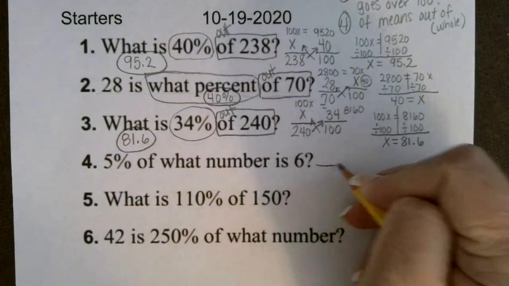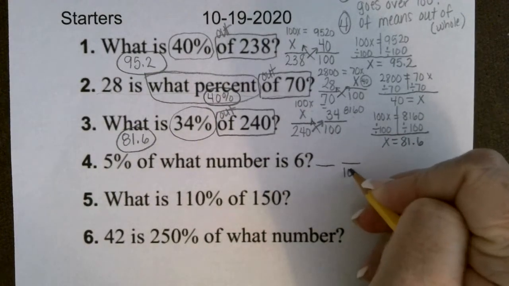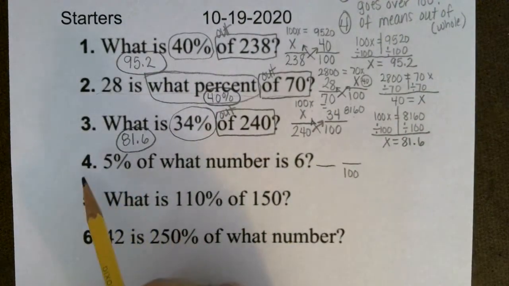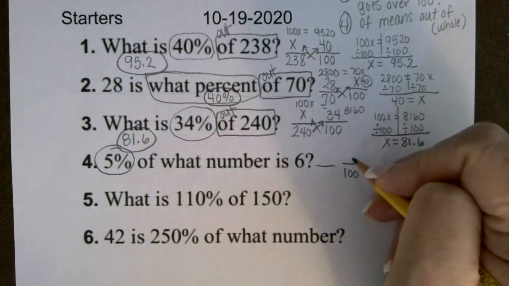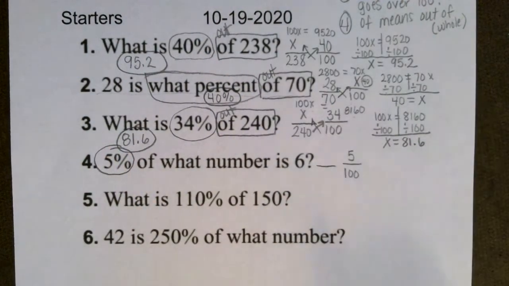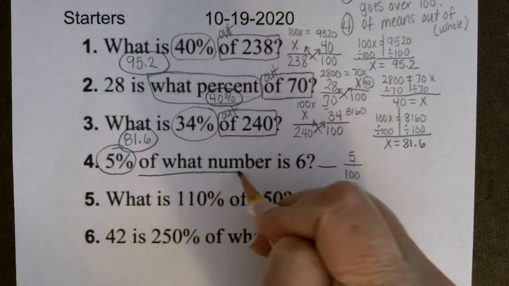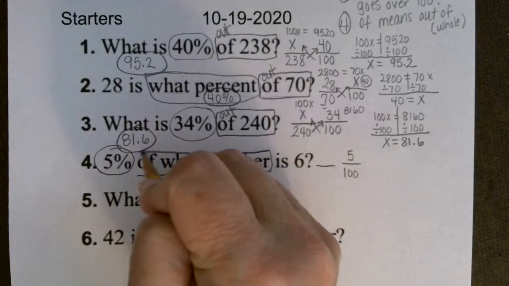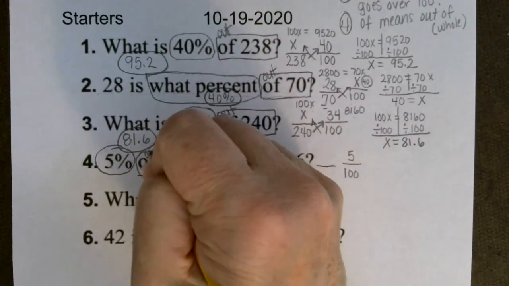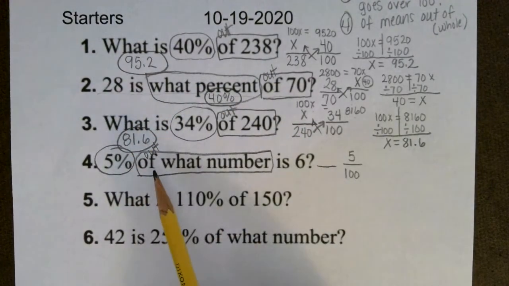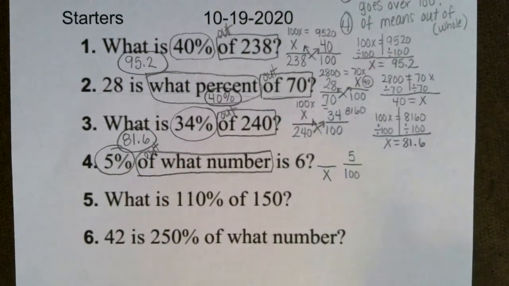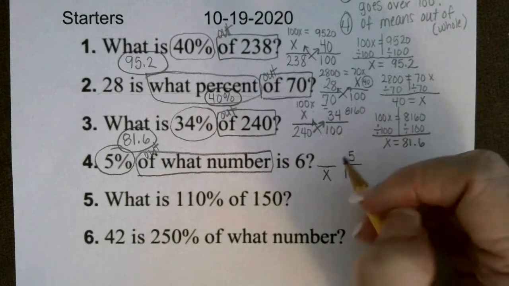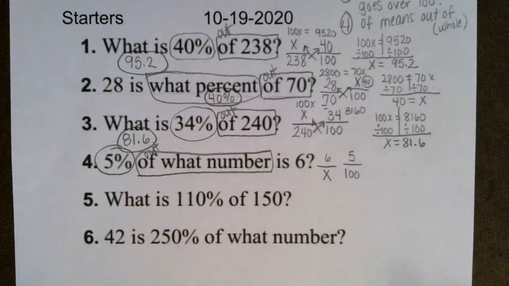I set up my equation. I look for my percent sign. I've got 5%. That's 5 over 100. I look for my "of." This says "of what number?" And that means "out of what number?" That means I don't know what the whole thing is. So that's where my x goes. And then 6 is my part.